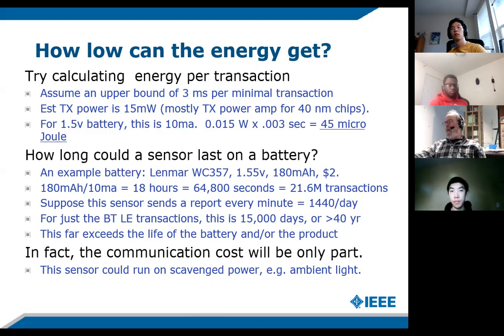not every second and not every hour. So I spend 1,440 transactions per day. So that means my duty cycle is quite small. Just for the BT low energy transactions, this is 15,000 days. If I divided this into this number, I get a battery life of over 40 years. Now, it's not going to run that long for two reasons. First reason is the batteries leak. The batteries won't be good that long.